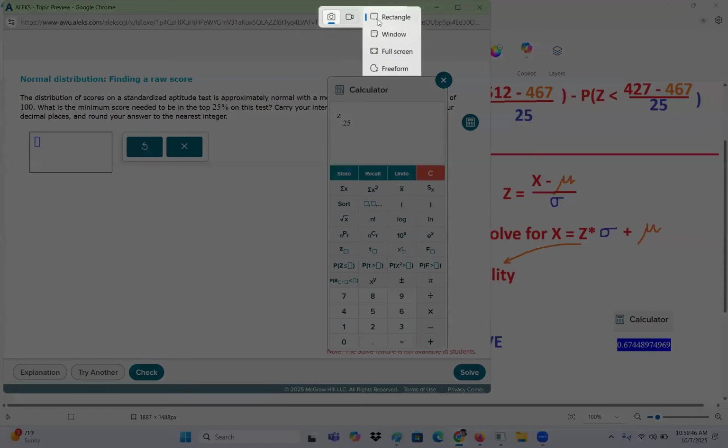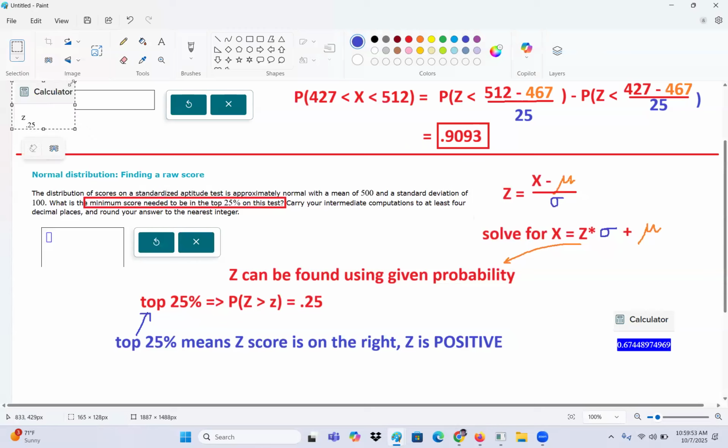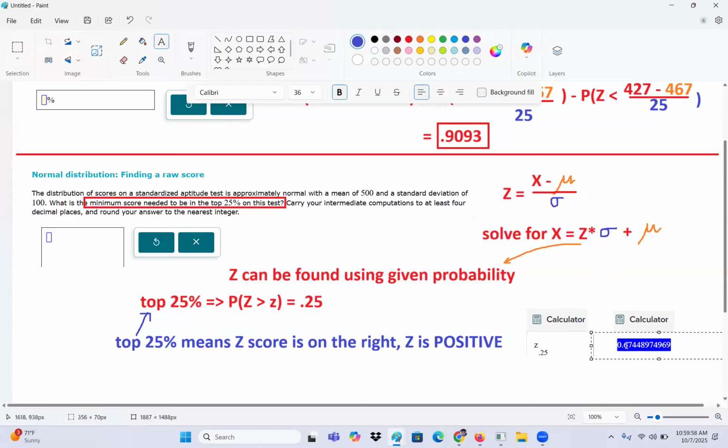So in this case, start by drawing the line. You want to plot it. You're going to take the Z score equal to 0.67. You're going to identify the score. So the Z score is 0.67. Times the standard deviation, which was 100, plus the mean, which is 500.